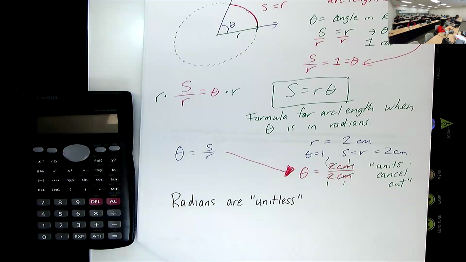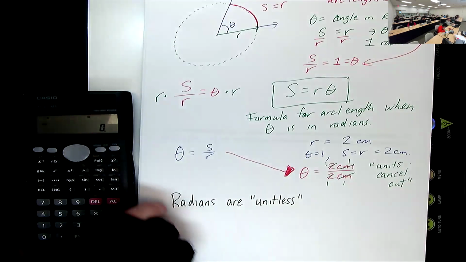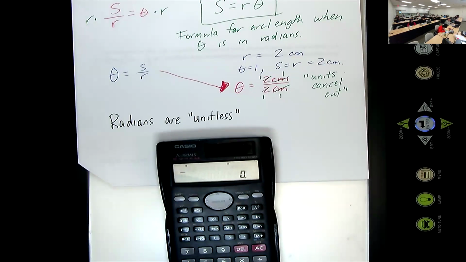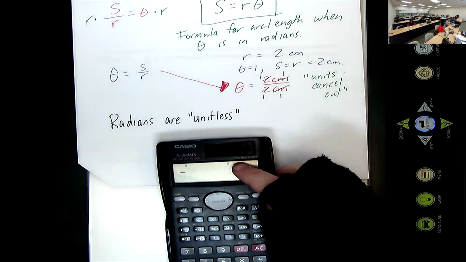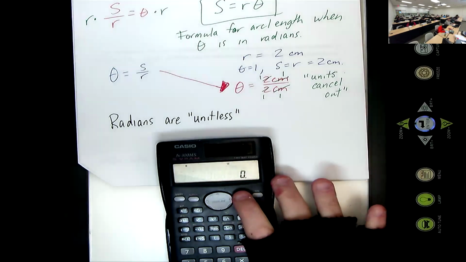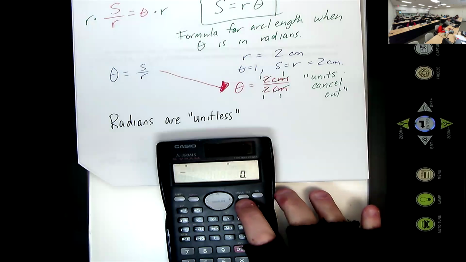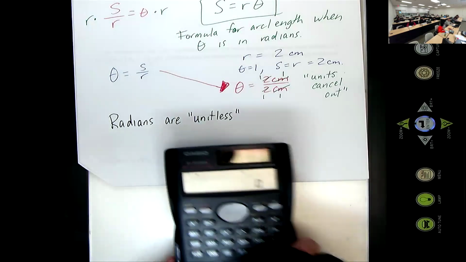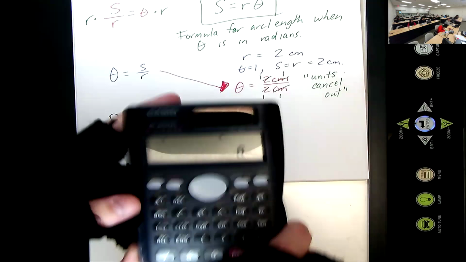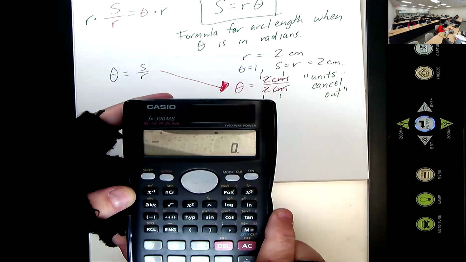Since degrees and radians both measure angle, but they have different values, your calculator has different ways of going about doing it. My calculator right up here has a little D. Your calculator might say D as well. I have a button that says mode. It says mode right above it. I don't know if you can see it very well.